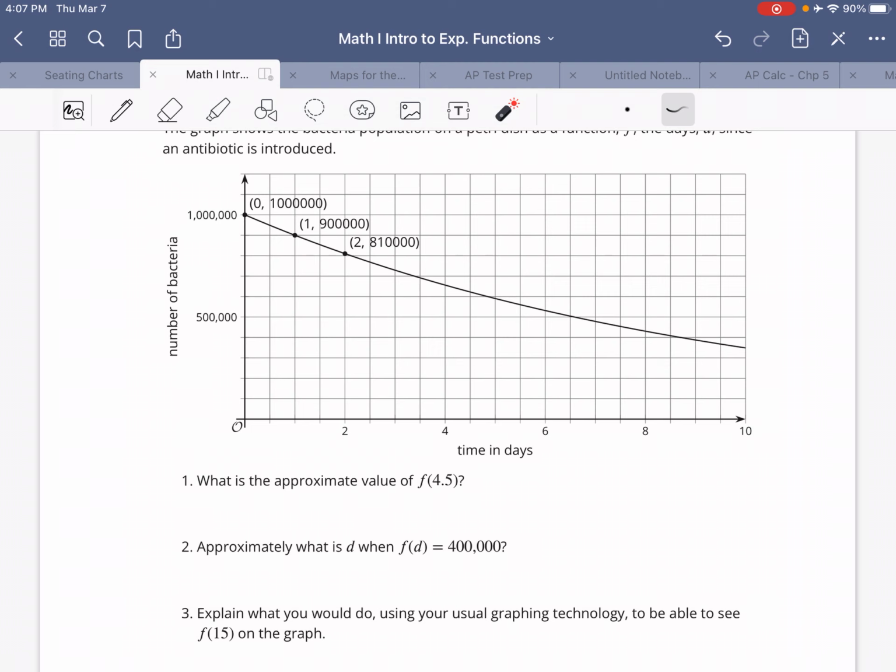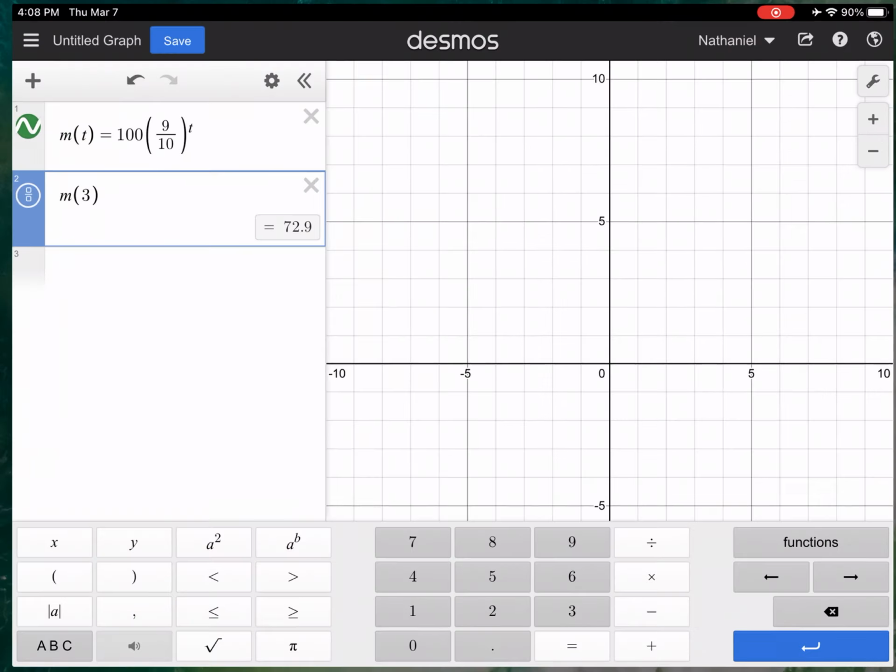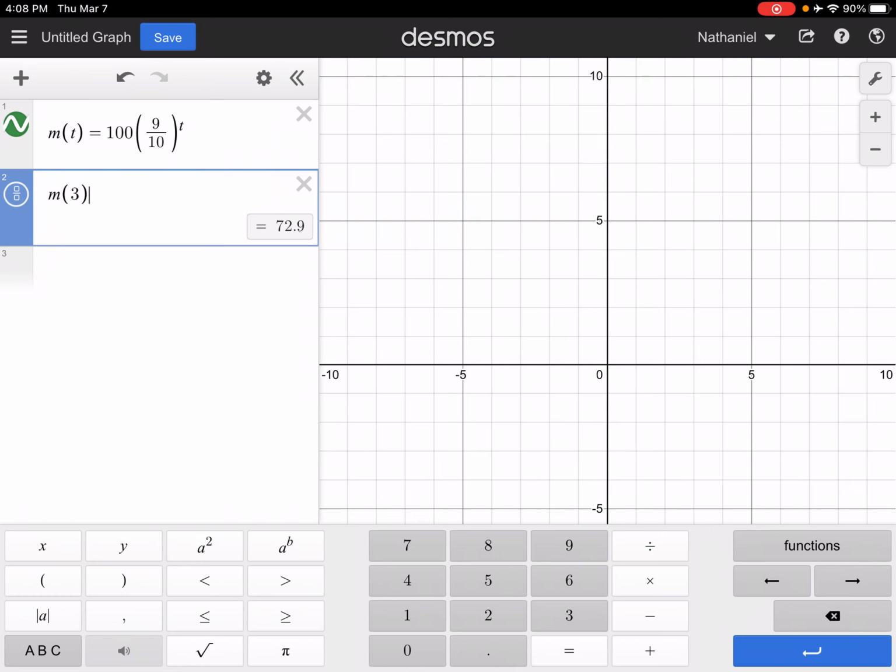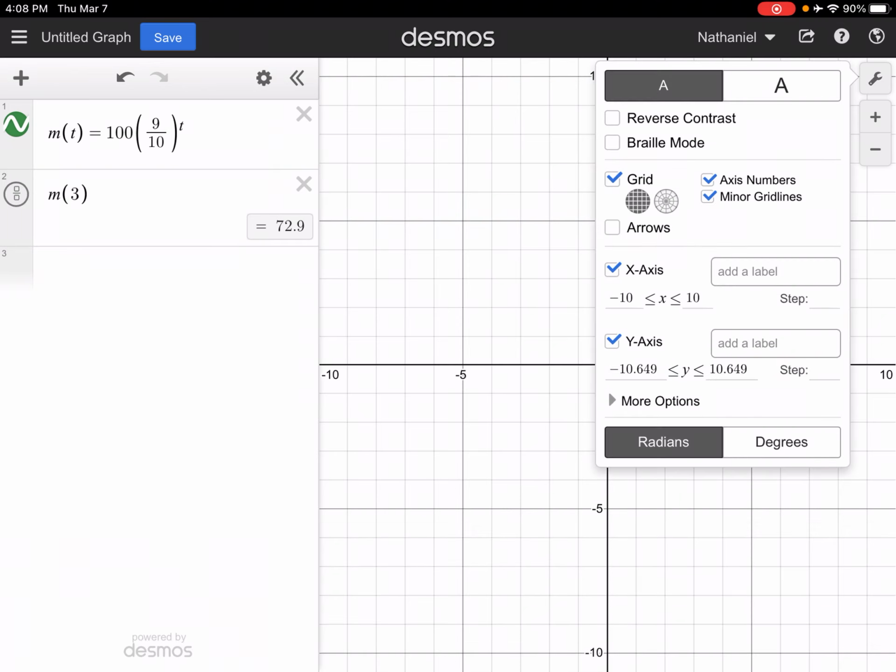it's asking us, what would we do using graphing technology to be able to see f of 15 on the graph? This was another thing we did in class. Remember, when you go to Desmos, if you click on the little wrench icon in the top right, you can adjust your window. You can adjust the x values you're looking at. You can adjust the y values that you're looking at. So what would you have to do here in order to be able to see what f of 15 is?